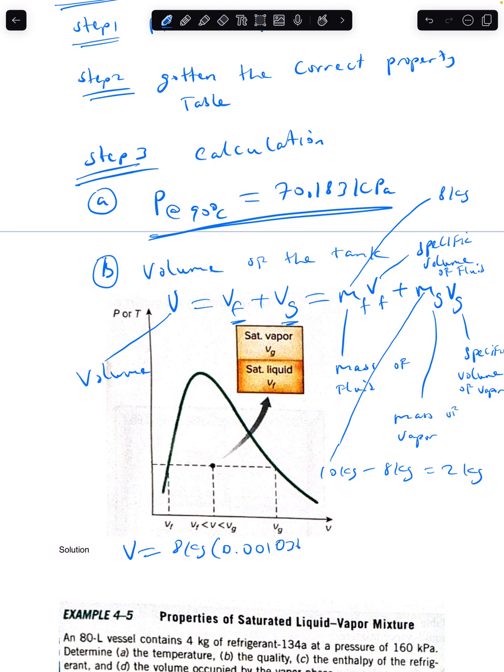0.001036 meter cube per kilogram plus 2 kilogram times 2.3593 cubic meter per kilogram, and therefore the value for the volume of the tank becomes 4.73 cubic meter. And always make sure you write your unit.